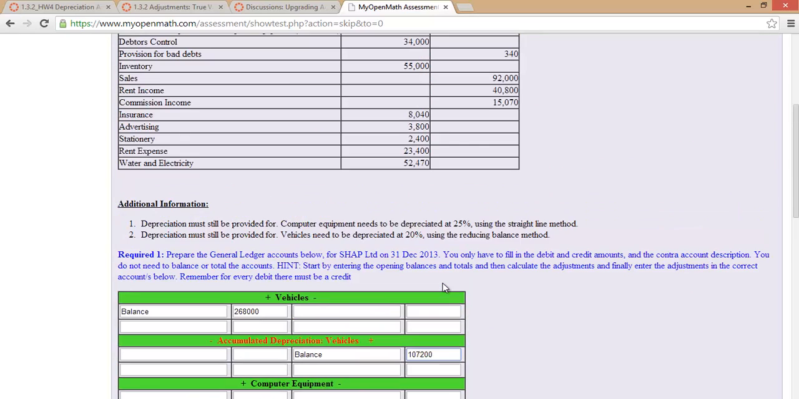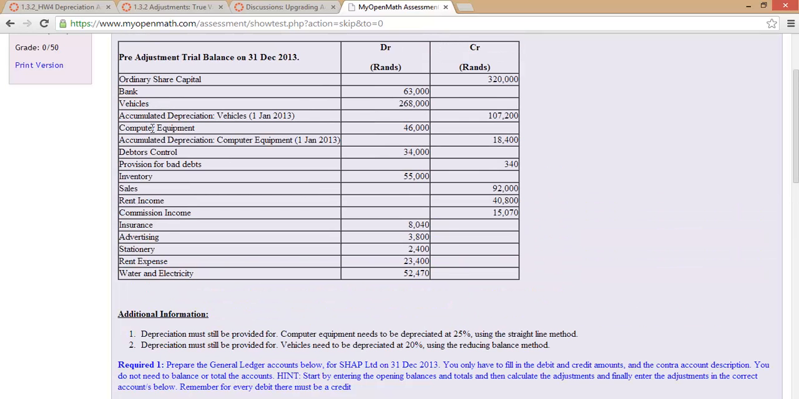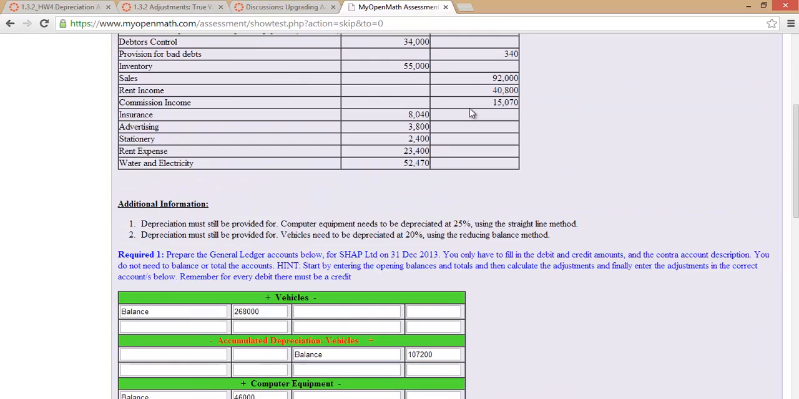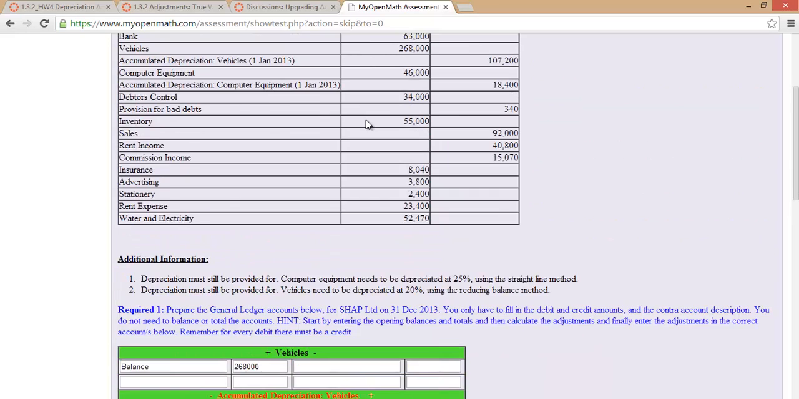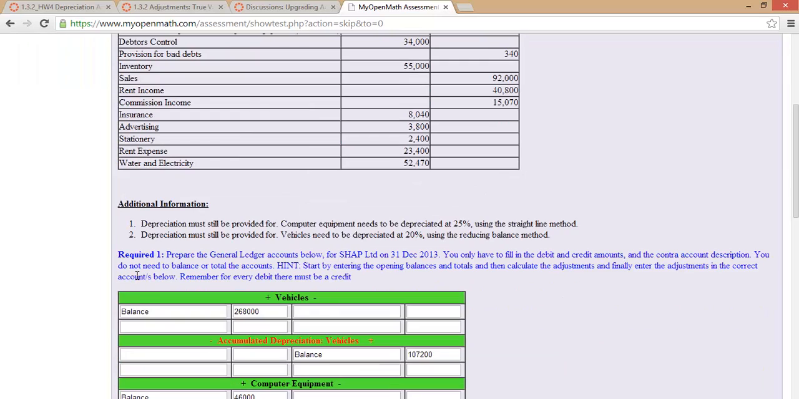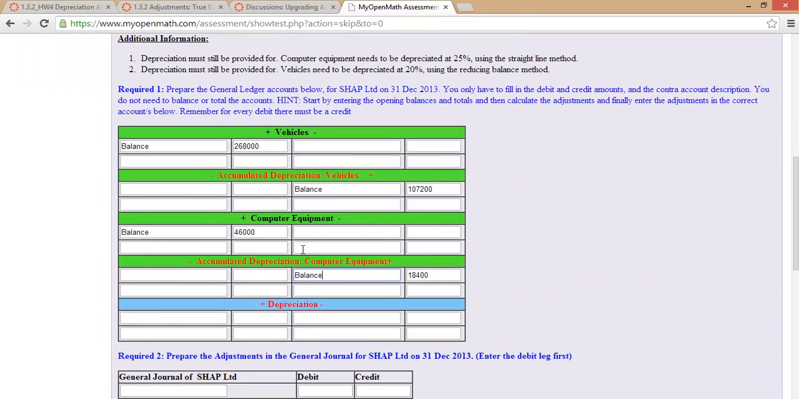Right, so we've got our opening balances there, and we can do the same for computer and accumulated depreciation on computer equipment. Right, so I fill in the balance for computer equipment and computer equipment accumulated depreciation. Right, now that we have our opening balances and our opening totals, let's just see if there's any total for depreciation. We don't see depreciation anywhere on this list, so there's no total for the depreciation expense, so we can leave that blank.